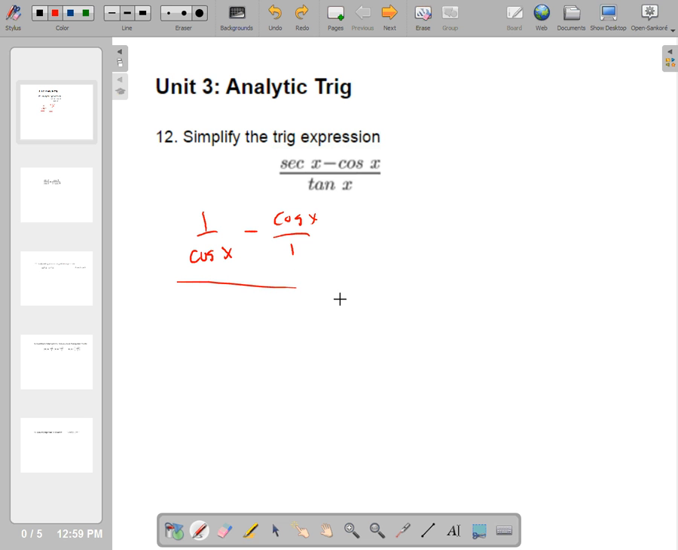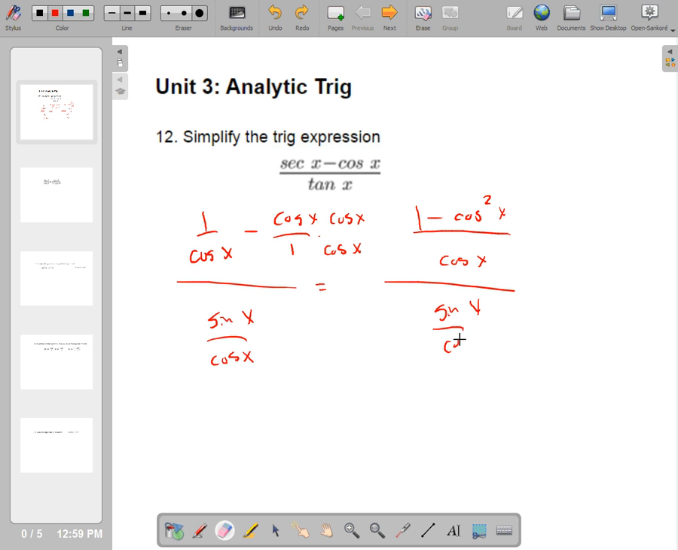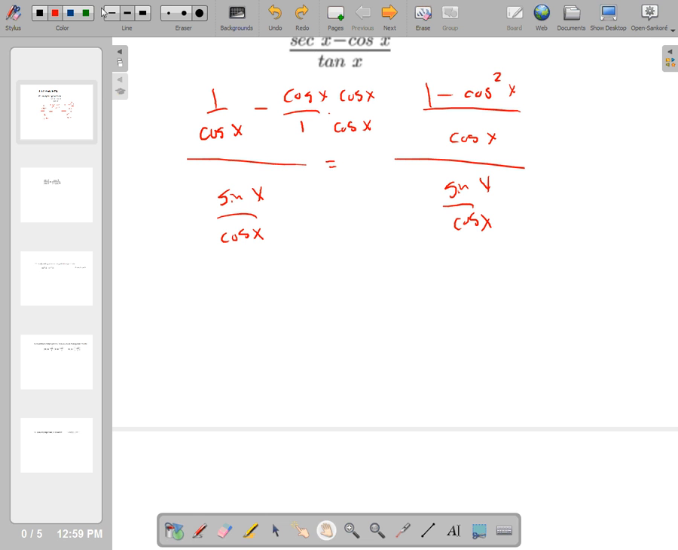That's cosine x over 1, and then the denominator, remember tangent is sine over cosine. So let's focus on the numerator here and get a common denominator. If this is cosine and this is 1, this guy's going to need a cosine, and this guy's going to be fine. So this will now be 1 minus cosine squared x over just the cosine of x. On the denominator, I still have sine of x over cosine of x. So now we've got a fraction divided by another fraction. Let's do copy, change, flip.